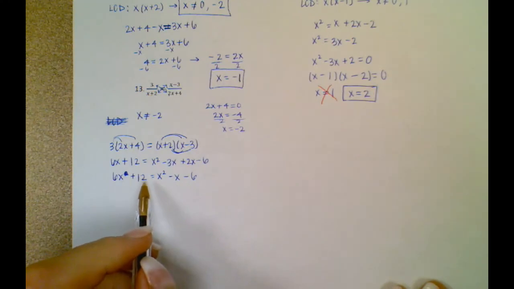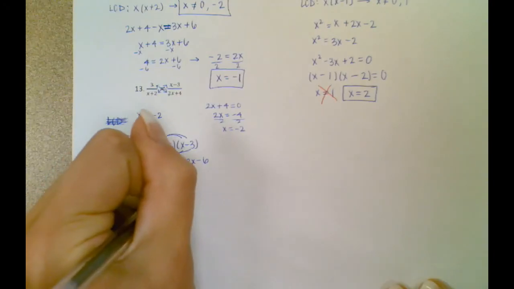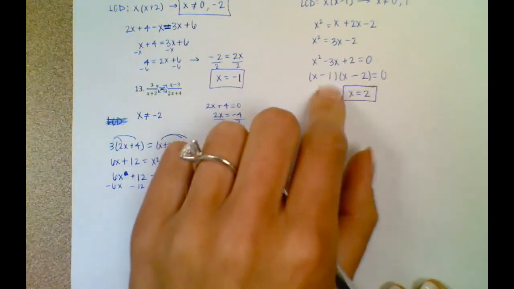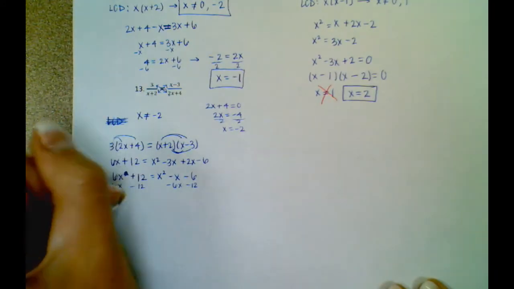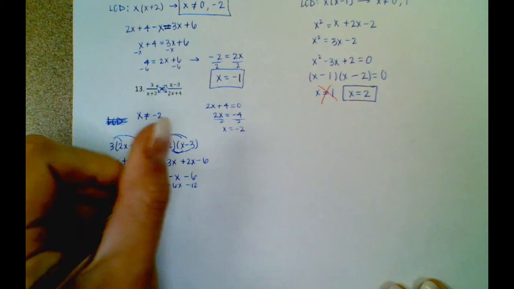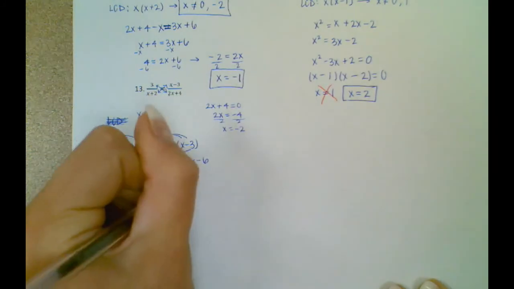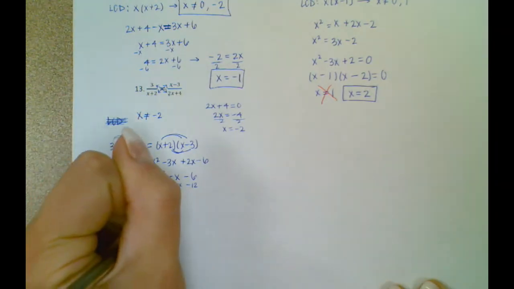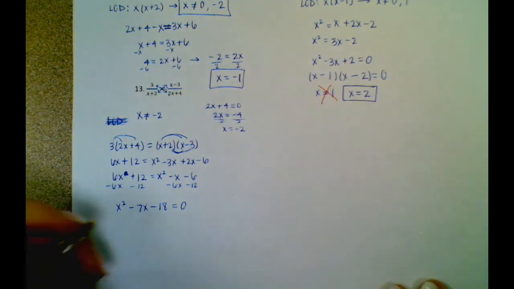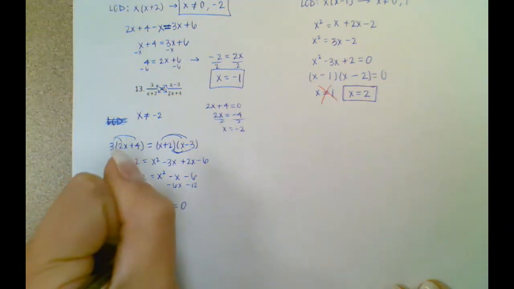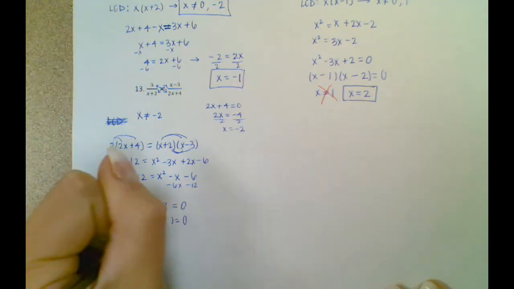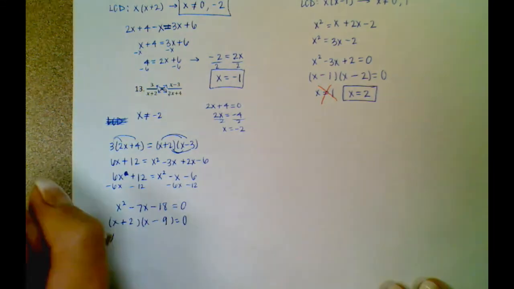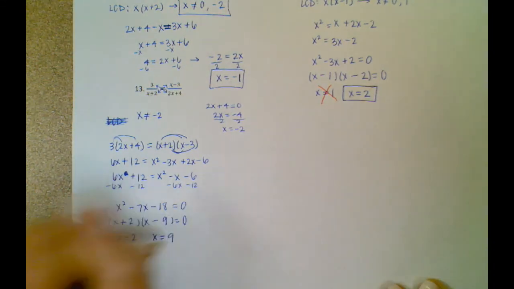And I want to keep this x squared positive, so I'm going to subtract the 6x, and I'm going to subtract the 12 over to this side. Because remember, when it's a quadratic, you got to set it equal to 0 like we did over here. So this whole side will be 0 now. So we get x squared, -1 minus 6 is -7x. -6 minus 12 is -18, sorry. Equals 0. Now we're going to factor that. 9 and 2. -9 plus 2. -18. Yep. So x equals -2 and x equals 9.